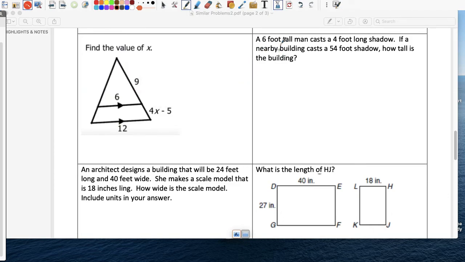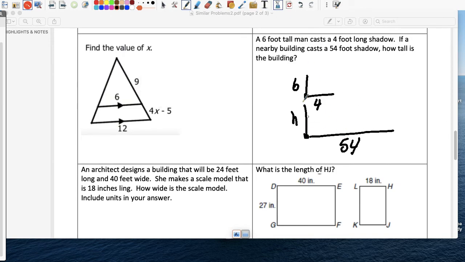A 6 foot tall man. So here's a man, he's 6 foot tall. I'm going to put it like this. He has a shadow, it's 4 feet. And then a nearby building has a 54 foot shadow. We want this height, we'll call that h, of that building.